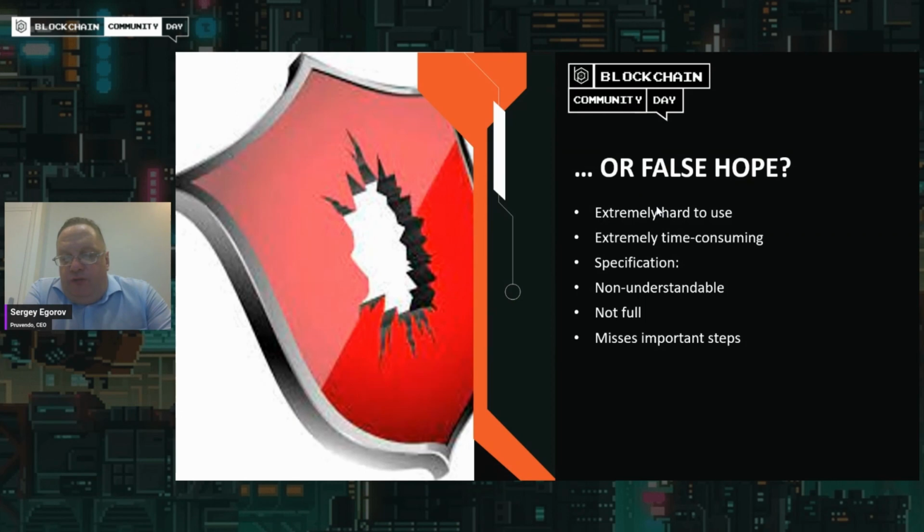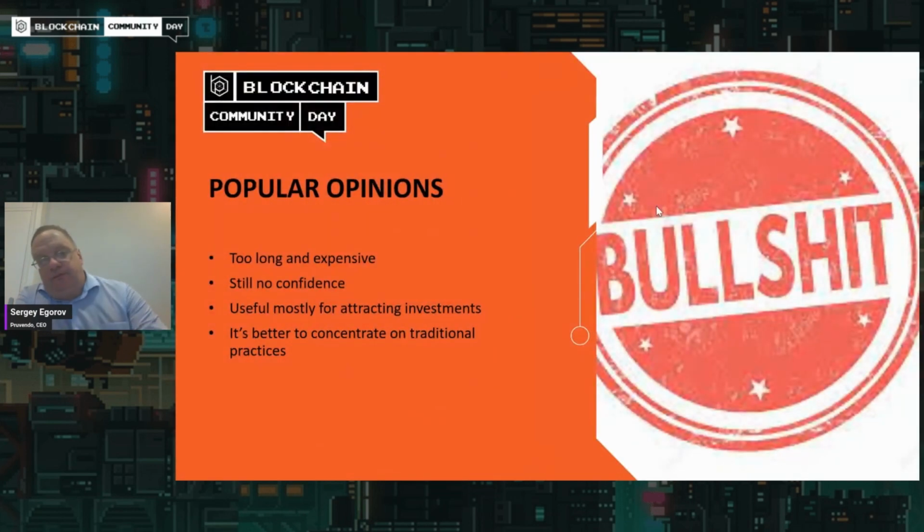And also, it's very easy to miss something important from the formal specification and forget to prove some important features. So again, the popular opinions: it's too long and expensive, and due to some potential problems with specifications, still there is no confidence. And even now, some companies use formal verification for marketing purposes only, and do some very minimal work. They just prove a few basic features, and don't deep dive into the product.